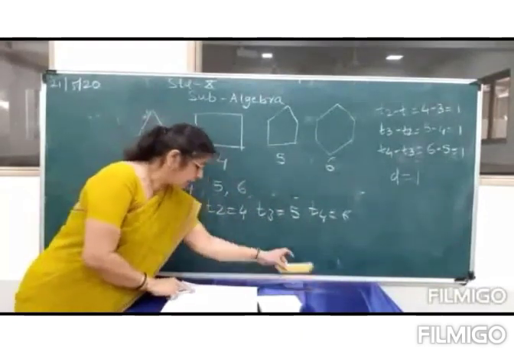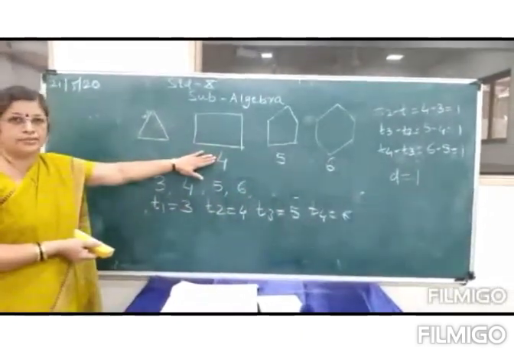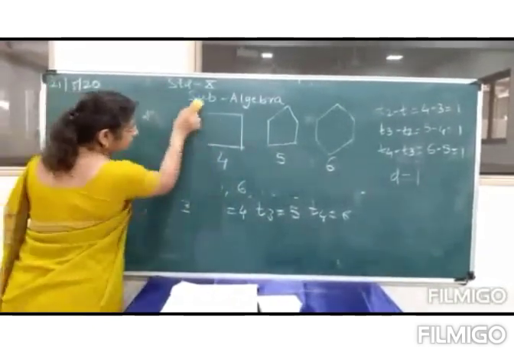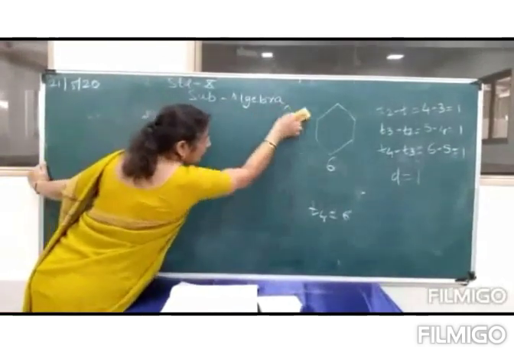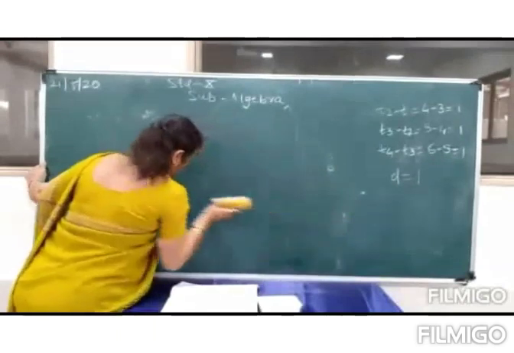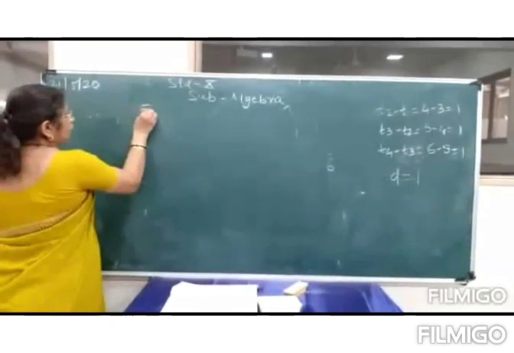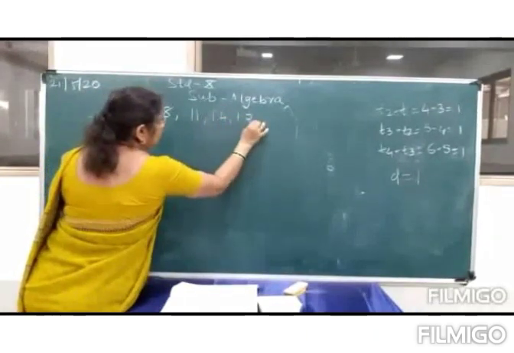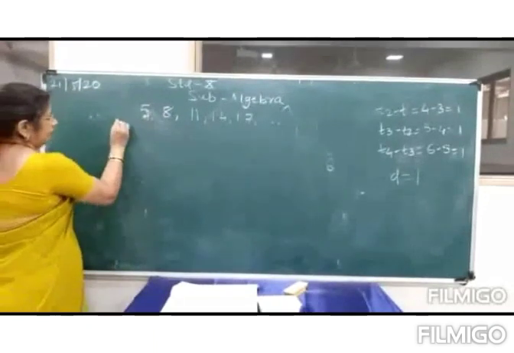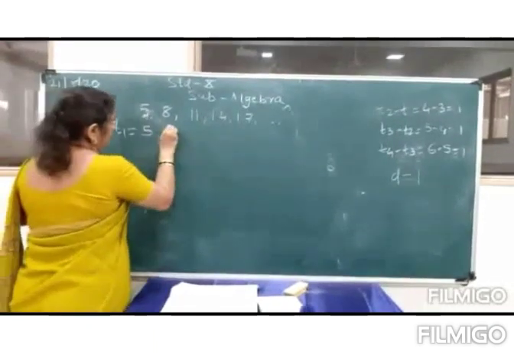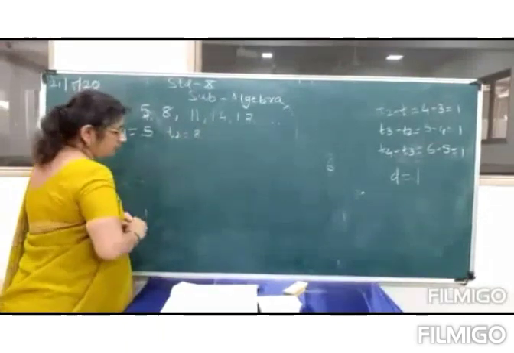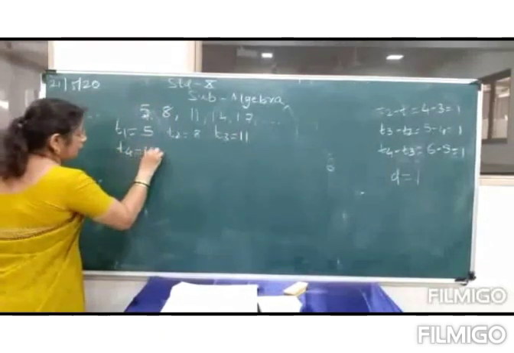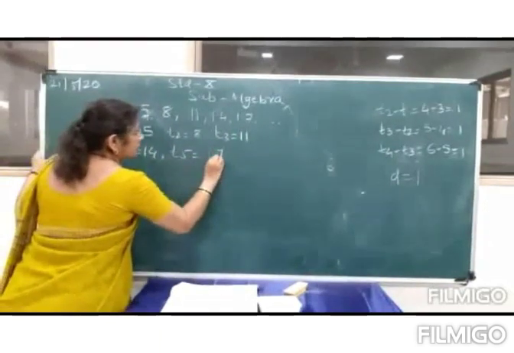Now, next one. Have you understood these 2 examples? Next we will go for the third example: 5, 8, 11, 14 and 17. Okay. Here also we can write down the same thing. T1 is equal to 5. T2 is equal to 8. Then T3 is equal to 11. T4 is equal to 14. T5 is equal to 17.